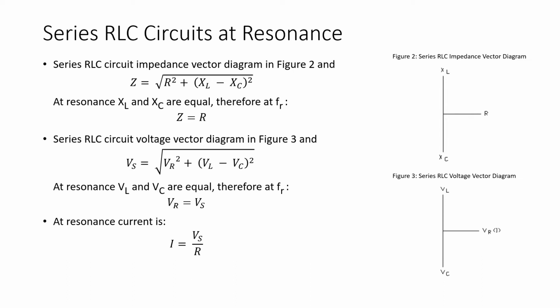Again, V source equals the square root of VR squared plus VL minus VC squared. And if VL and VC are equal, then V source equals the square root of VR squared. And we can also say that at resonance, the current in the circuit is equal to V source divided by R, because of course the total impedance of the circuit is equal to R.